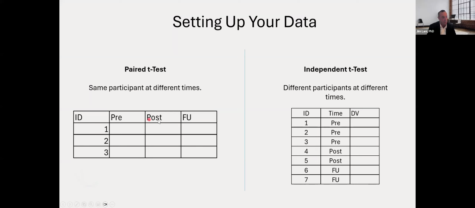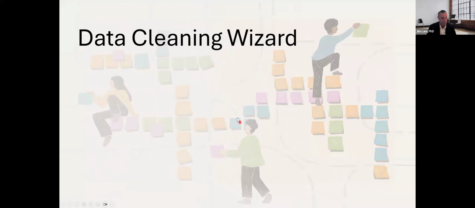Check this out. For the pre, post, and follow-up, it's all person 1, participant 1. The second participant, participant 2, all the same data. So if you have data that's connected by participant, it must be on the same row. Data cleaning wizard, I'll show you that in the tool itself. Make a note.